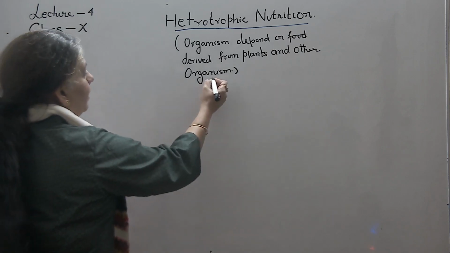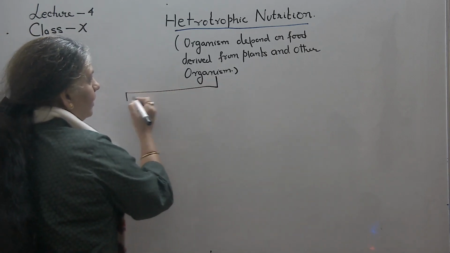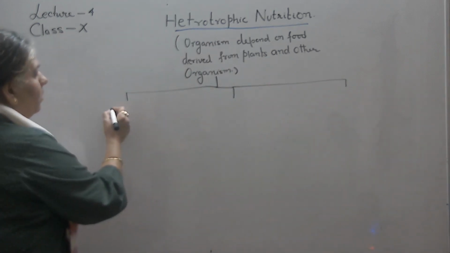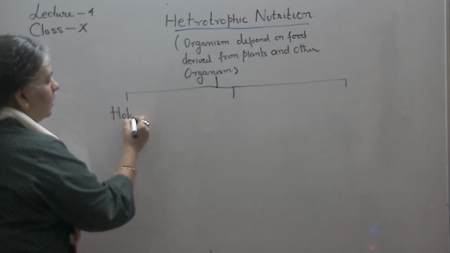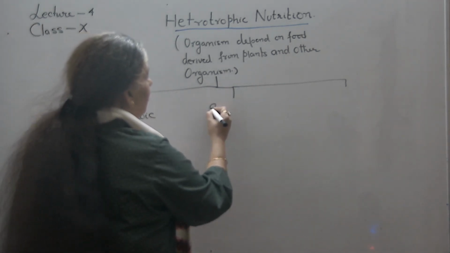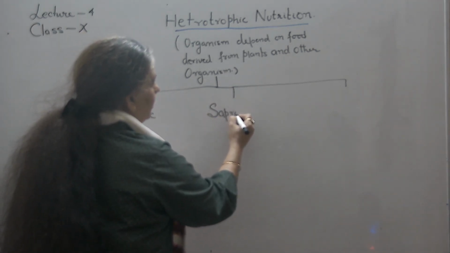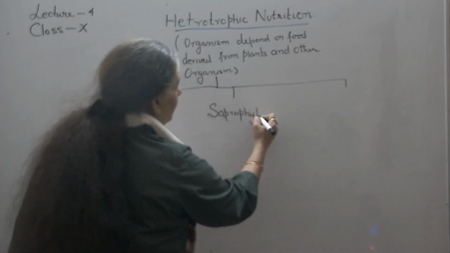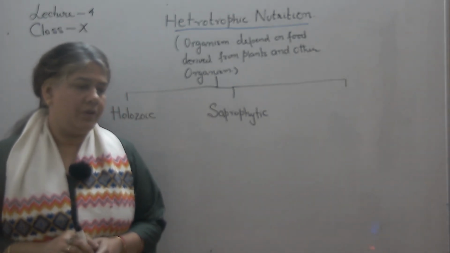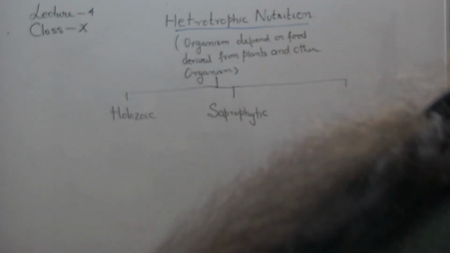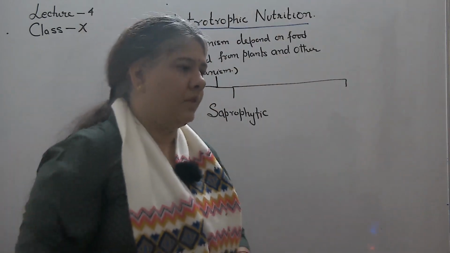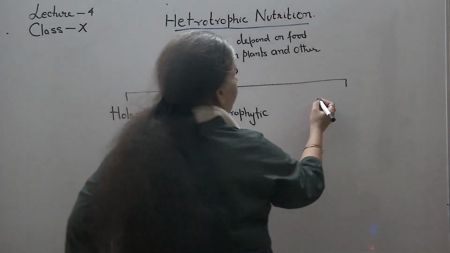Heterotrophic nutrition we can divide into three broad categories. Holozoic nutrition, then saprophytic mode of nutrition, and next is parasitic mode of nutrition.